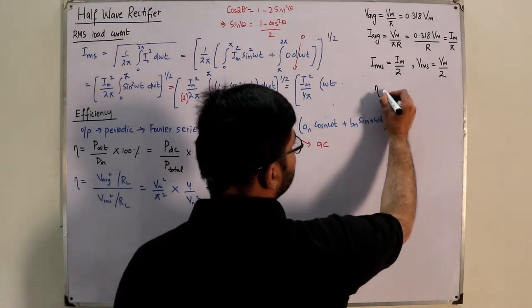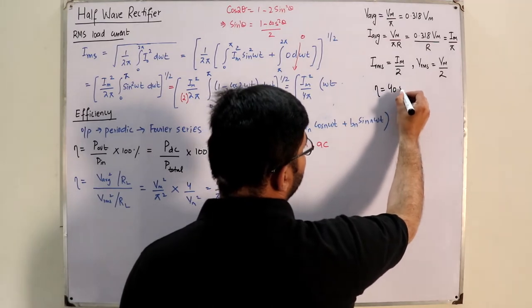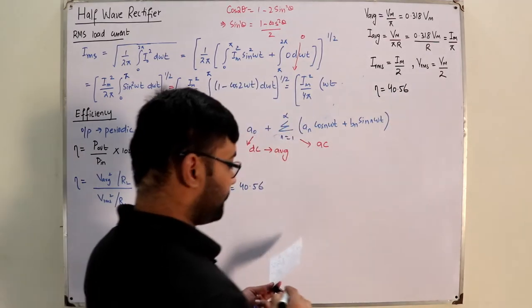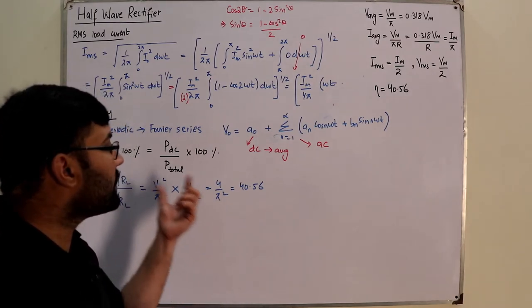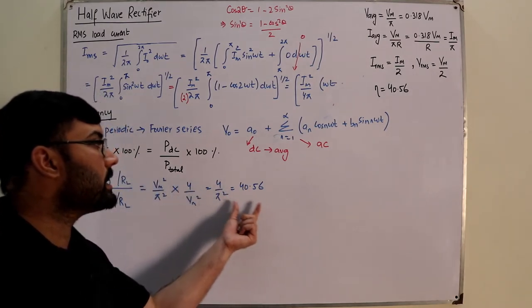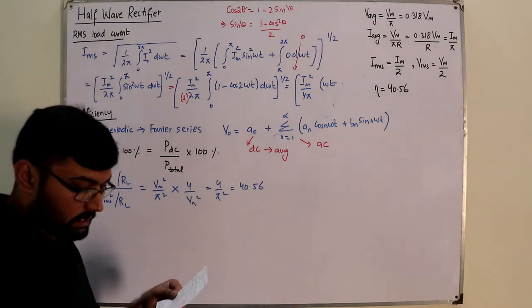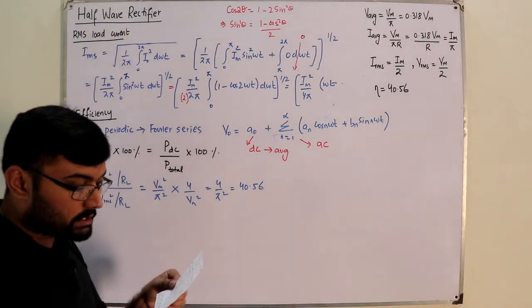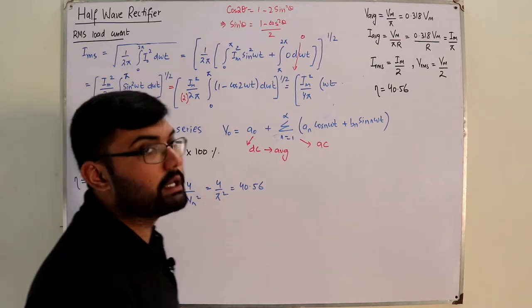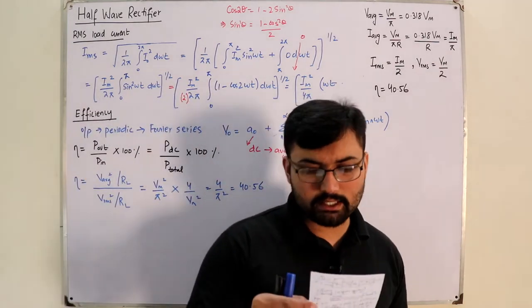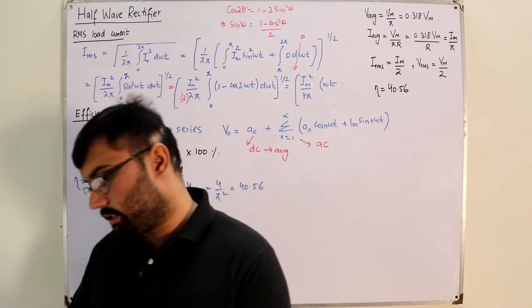Eta is 40.56%, which means that 40.56% of the total power is being converted into DC power. Of the total power delivered to the resistor, only 40.56% is contributed by the DC component, which is very low, of course.